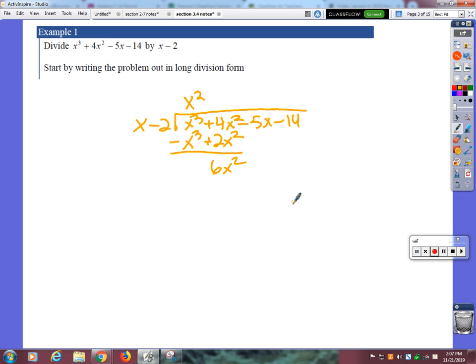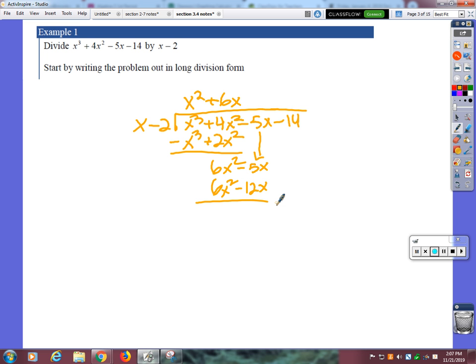All right, and then you just do the same process over and over and over again, okay? So how many times does x go into 6x squared? In other words, what is 6x squared divided by x? 6x, so I'm going to put a plus 6x up here. And then I multiply back through. So 6x times x is 6x squared. Oh, I forgot to bring down the negative 5x. So that's 6x squared, yeah. And then 6x times negative 2 is negative 12x.